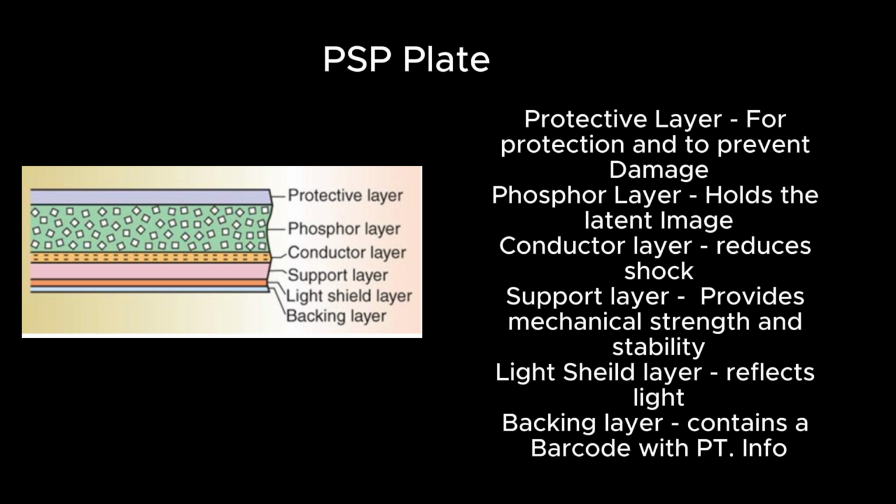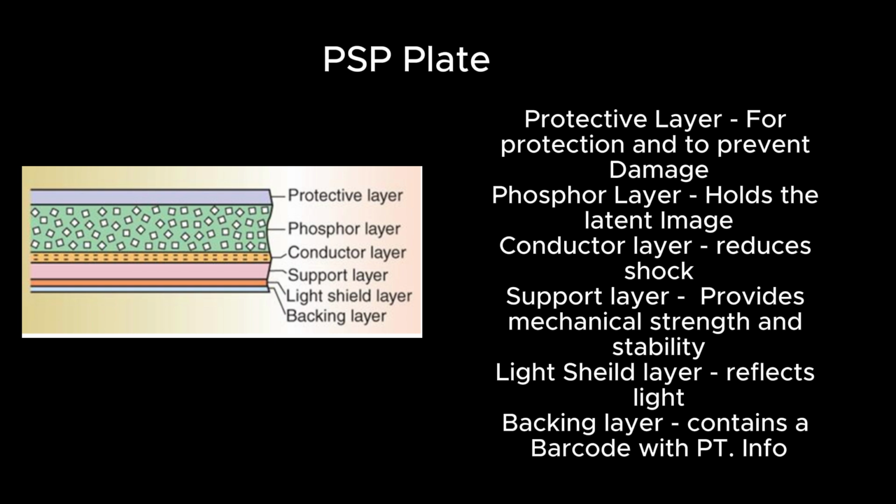And it traps electrons in what's called a conduction band. Later, when we scan the plate with a red laser, those trapped electrons get released and they give off a blue light, and that light becomes the visible image once it's processed by the detector.